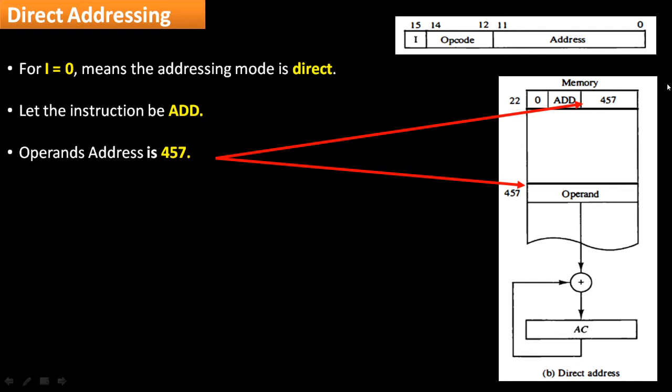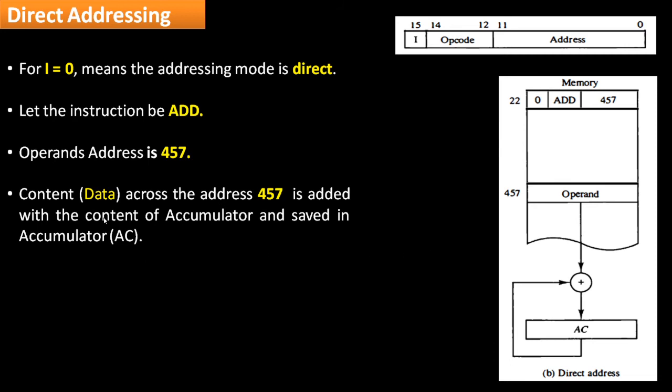Now the next 3 bits provide us the instruction, add. So the computer has to perform an addition operation, and the next is the address of the operand. Here it has been given as 457. So where to find the operand? The operand is in location 457. Now the content at address 457 is added with the content of the accumulator.